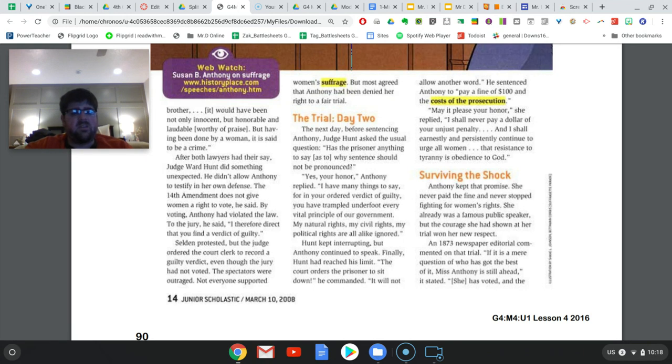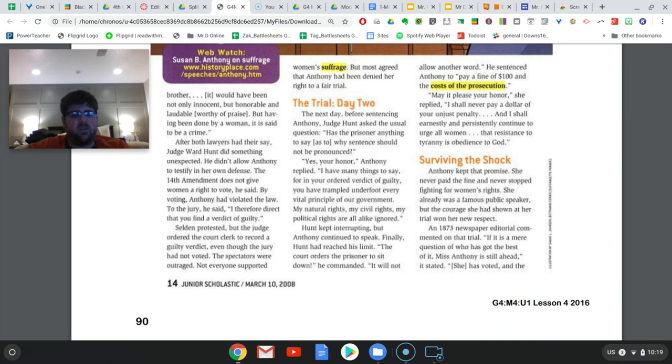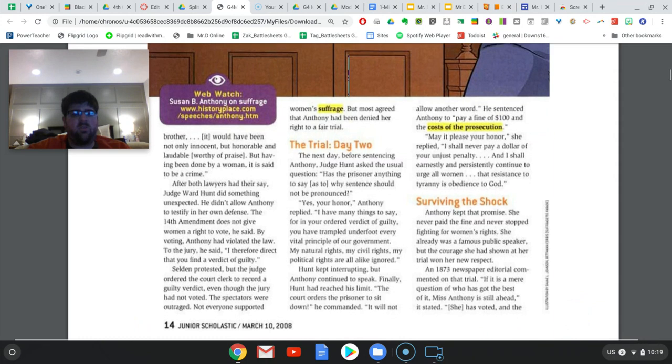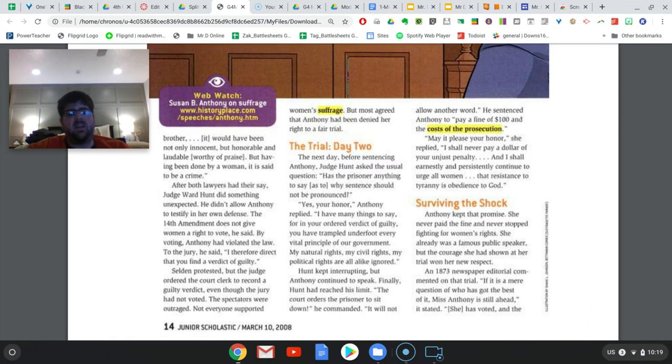The 14th Amendment does not give women a right to vote, he said. By voting, Anthony had violated the law. To the jury, he said, "I therefore direct you to find a verdict of guilty." Selden protested, but the judge ordered the court clerk to record a guilty verdict, even though the jury had not voted. The spectators were outraged. Not everyone supported women's suffrage, but most agreed that Anthony had been denied her right to a fair trial.